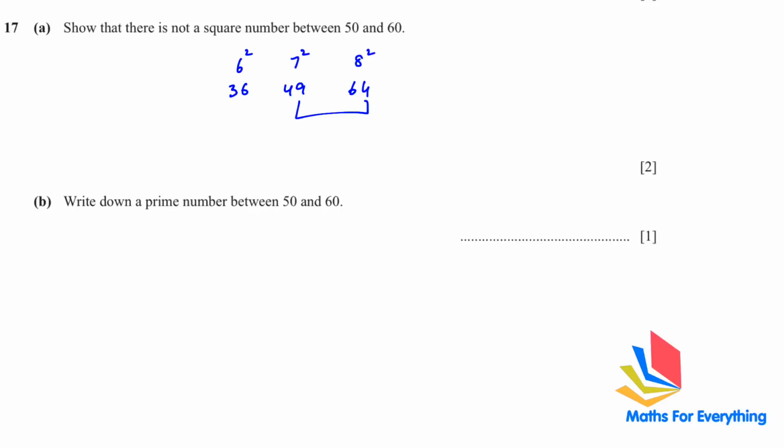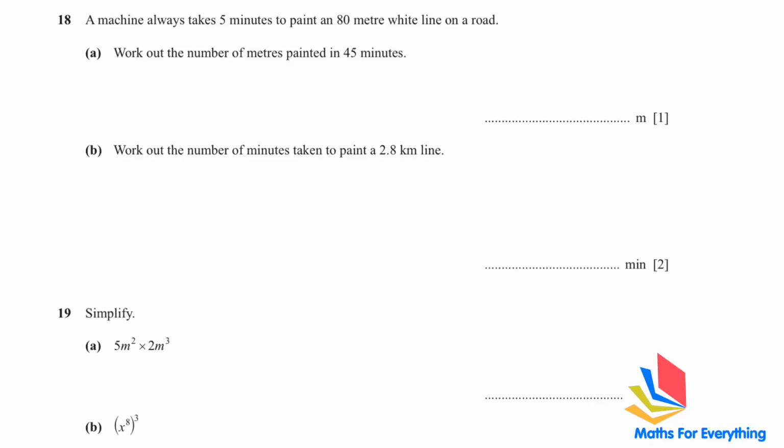Part B, write down a prime number between 50 and 60. A prime number is a number that is not divisible by any number except itself and 1. And between 50 and 60, we have two prime numbers, 53 and 59. You can write either one of them.